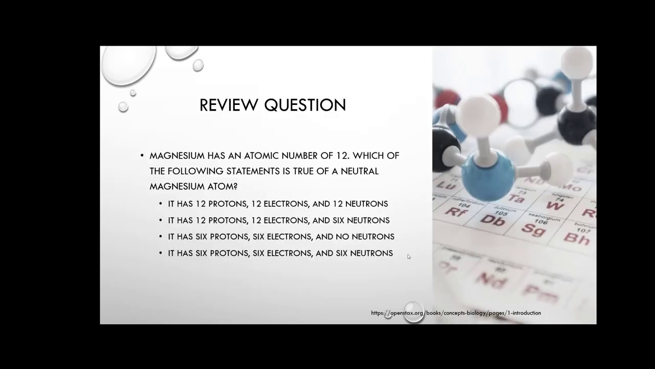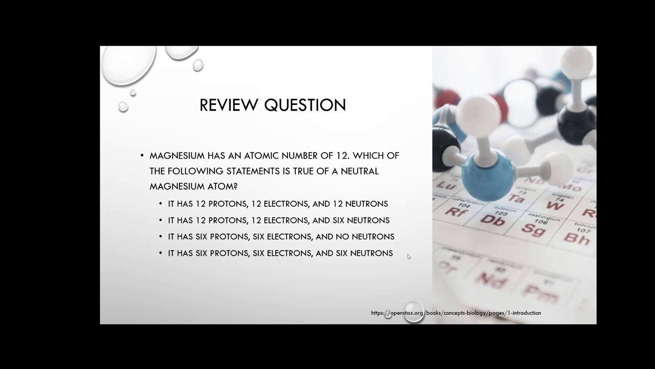But let's do some review questions. So this review question, magnesium has an atomic number of 12. Which of the following statements is true of a neutral magnesium atom? Is it has 12 protons, 12 electrons, and 12 neutrons? Or is it has 12 protons, 12 electrons, and 6 neutrons? Or is it has 6 protons, 6 electrons, and no neutrons? Or is it has 6 protons, 6 electrons, and 6 neutrons?